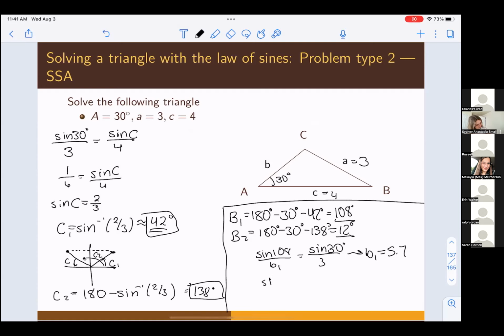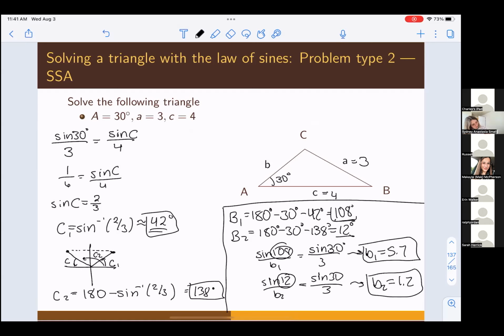Similarly, the sine of 12 over B2 equals the sine of 30 over 3. Same thing, just using my different angles B1 and B2 for corresponding sides B1 and B2. Plugging this into my calculator and solving for B2, I get that B2 is 1.2. Cool. So I have two different solutions to this triangle, and it turns out that both of them work. Let's see why. Let's pretty carefully draw what's going on here. Let's try to draw both of these triangles.